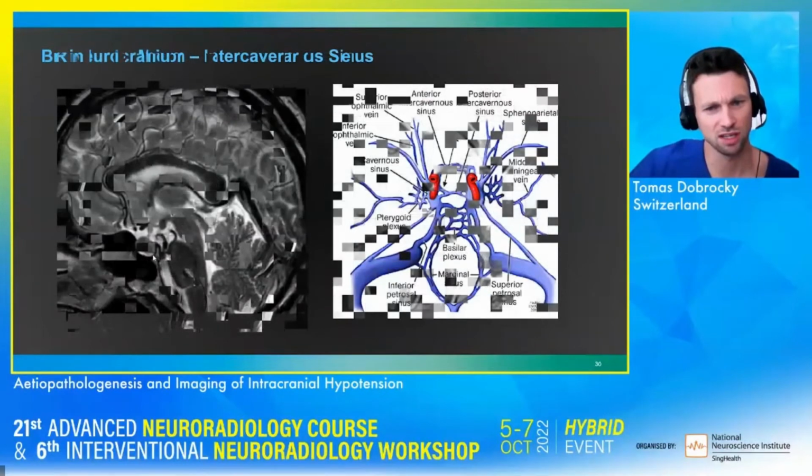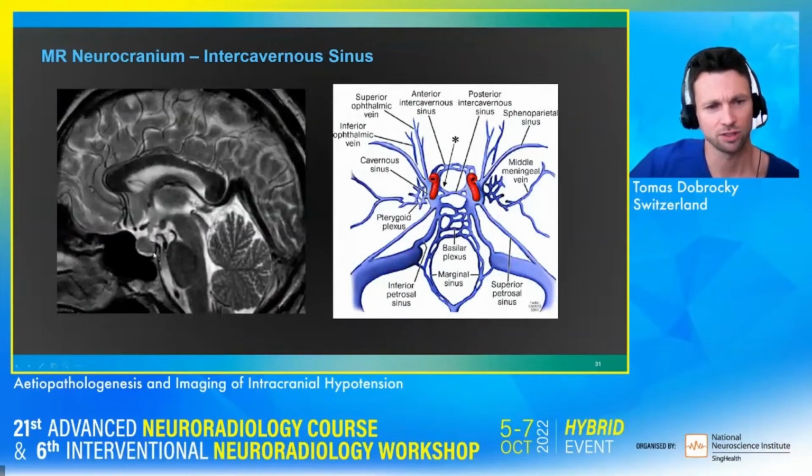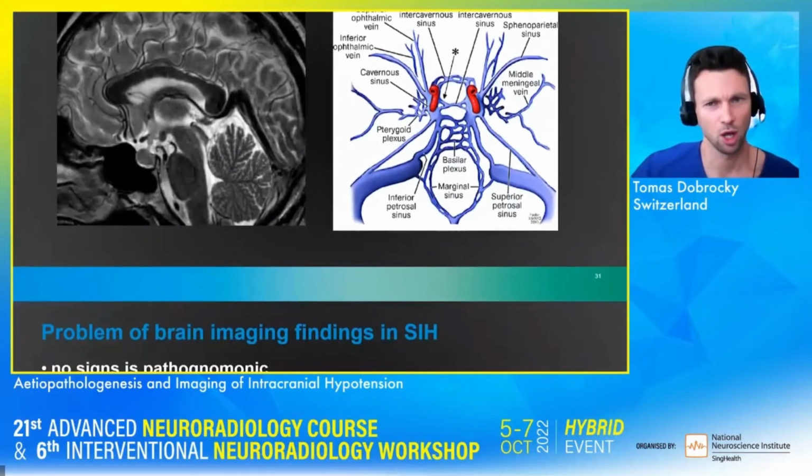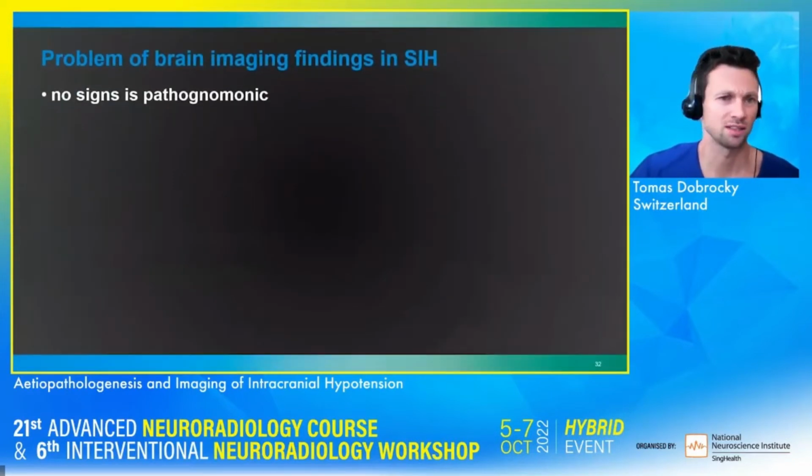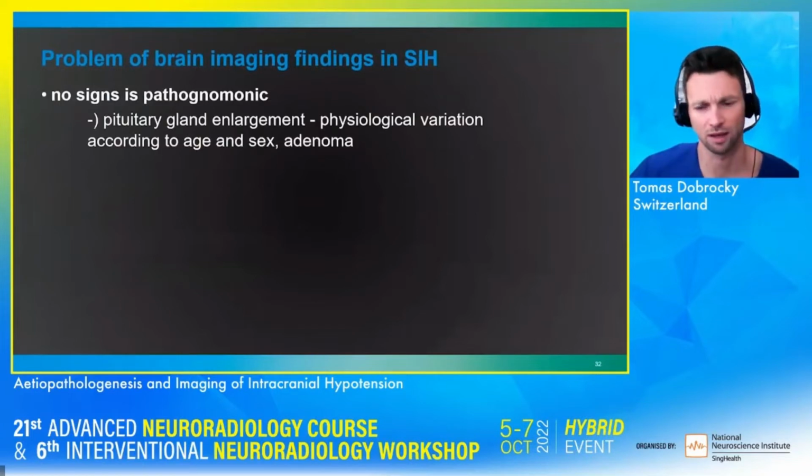Sometimes you can also see the intercavernous sinus. This is the T2 hyperintense line underlying the pituitary gland. This is also a kind of a venous engorgement. What is the problem? That none of those signs that I've shown you before is pathognomonic, so they can occur in other diseases as well, or other pathologies.